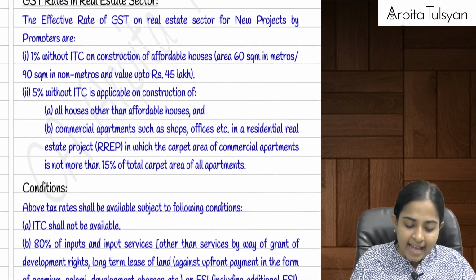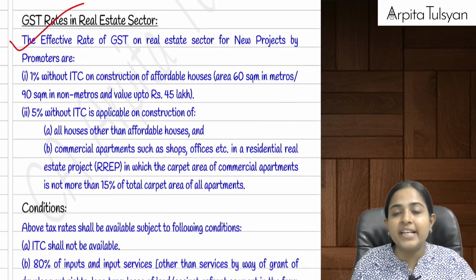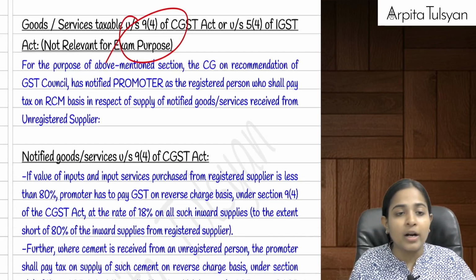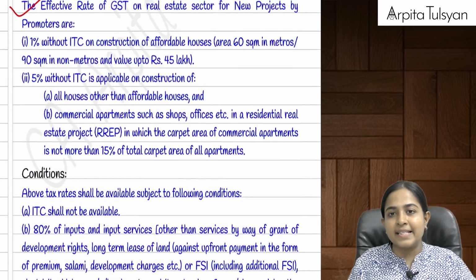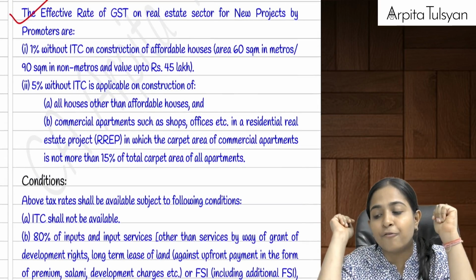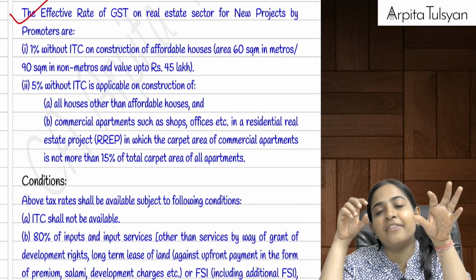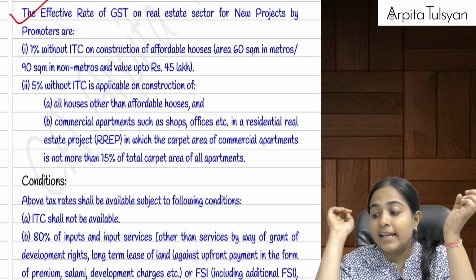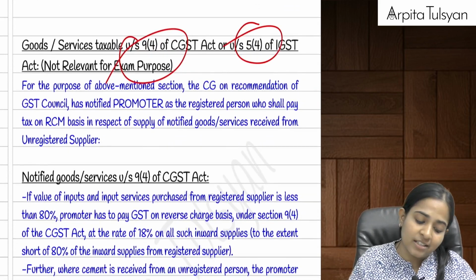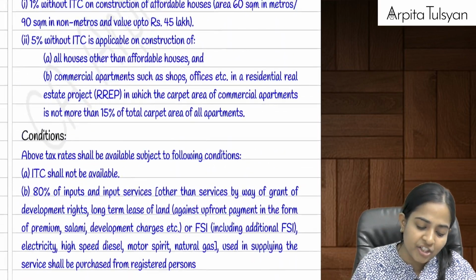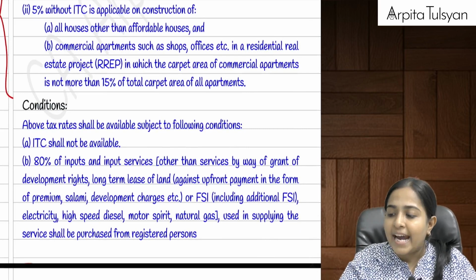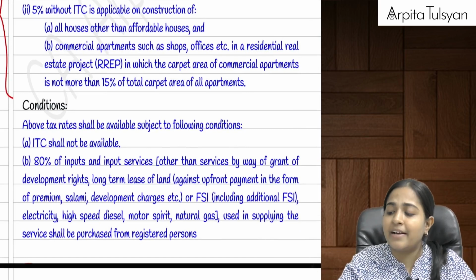Yes, and then the next point is talking about the GST rates in case of real estate, which is coming under section 9(4). Remember I told you for reverse charge mechanism, we have section 9(3) and section 9(4), or 5(3) and 5(4). 9(3) and 5(3) we have already completed. Now we are going to section 9(4). This is not relevant from the exam point of view. It is just given here for the purpose of reference. I have discussed it in the full-fledged lectures. Here I will just give you an overview.